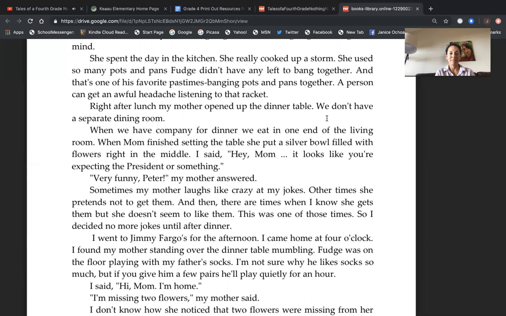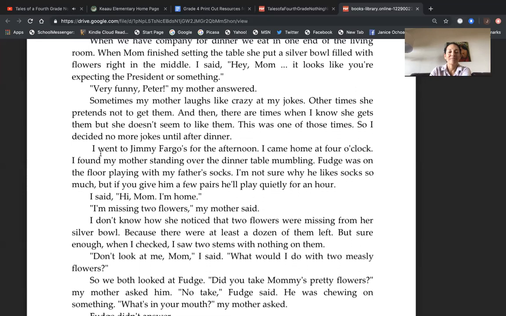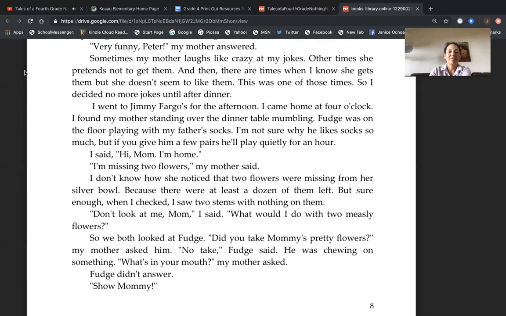Right after lunch, my mother opened up the dinner table. We don't have a separate dining room. When we have company for dinner, we eat in one end of the living room. When Mom finished setting the table, she put a silver bowl filled with flowers right in the middle. I said, "Hey, Mom, it looks like you're expecting the president or something." "Very funny, Peter," my mother answered. Sometimes my mother laughs like crazy at my jokes. Other times she pretends not to get them. And then there are times when I know she gets them, but she doesn't seem to like them. This was one of those times. So I decided no more jokes until after dinner.